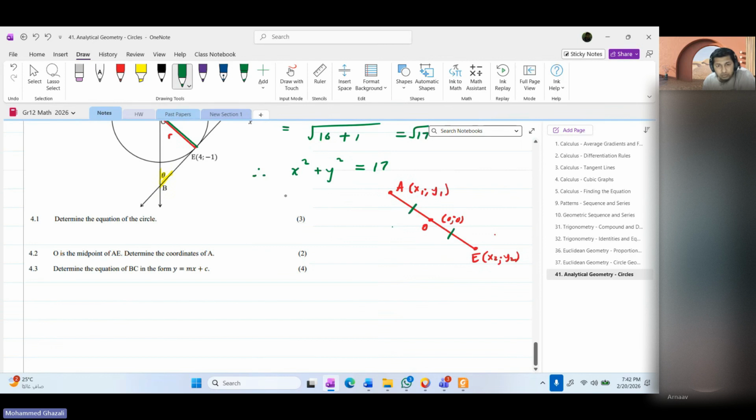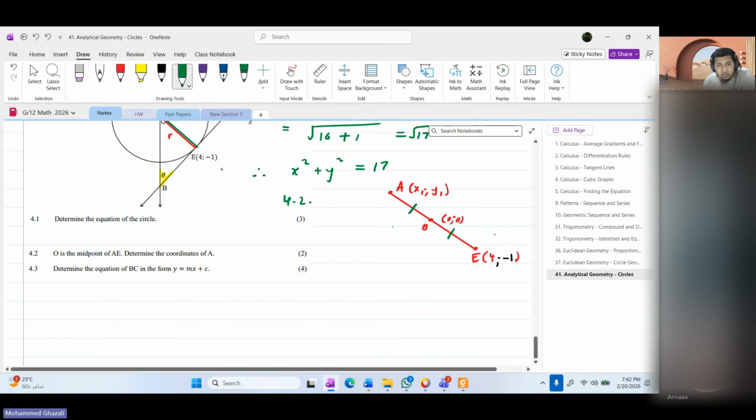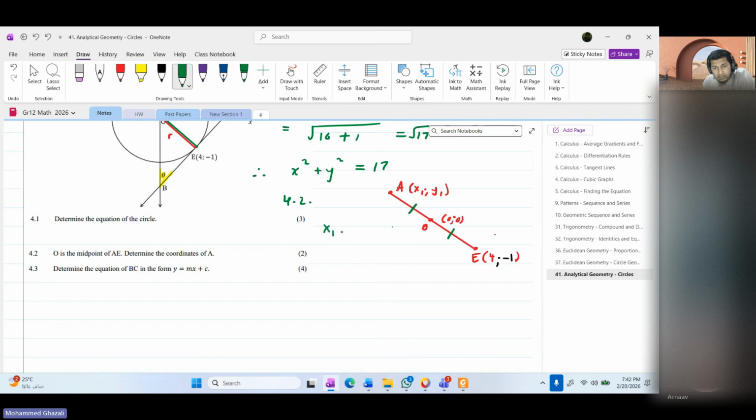So we're solving 4.2. Now, how do we solve for x1? Sorry, we've got (x2, y2), which is given already, which is (4, -1). So let's solve here. We want to solve for x1, y1. So (x1 + 4) divided by 2 is equal to 0. So x1 is equal to -4, because 2 times 0 is 0.